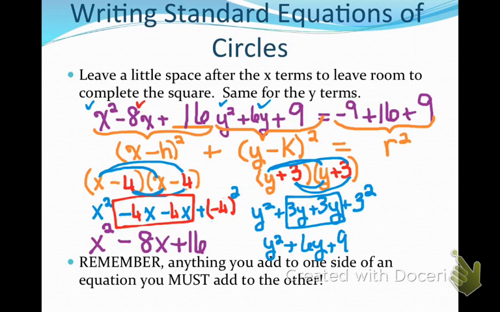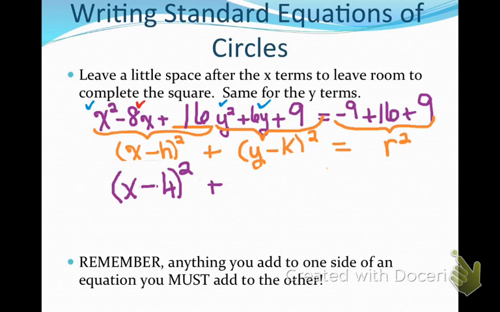Now remember, we said we're going to say x minus 4 squared on the left and y plus 3 squared on the right. So let's clean this up and say x minus 4 squared plus y plus 3 squared equals, and all of this stuff on the right hand side, negative 9 plus 16 plus 9, equals my radius squared, which is 16.